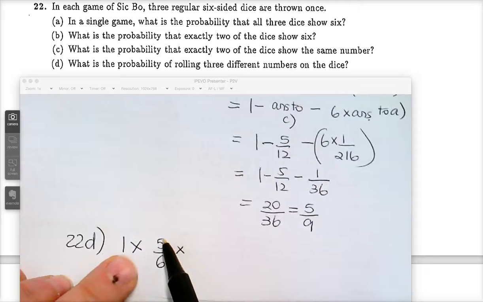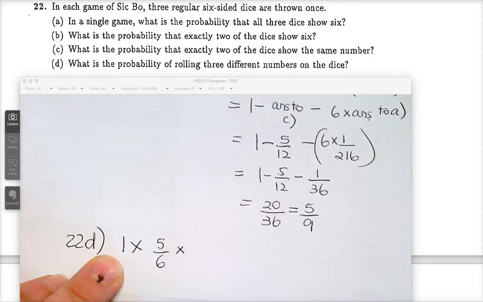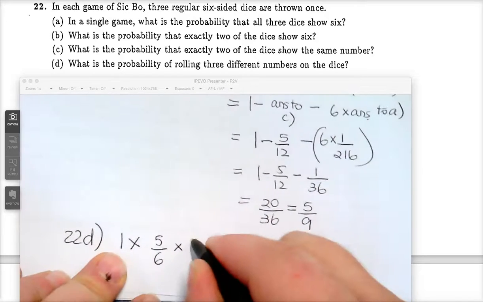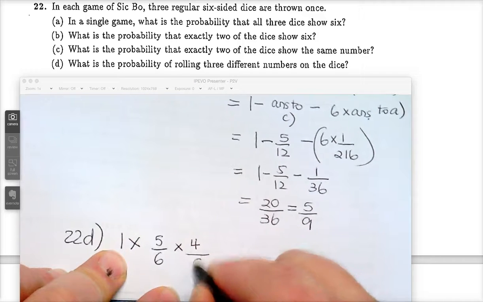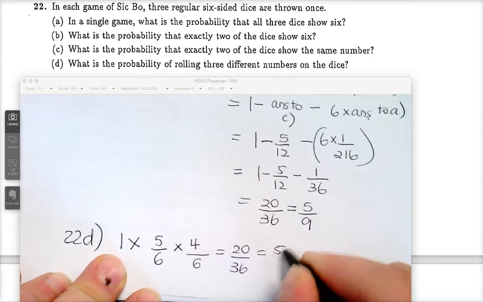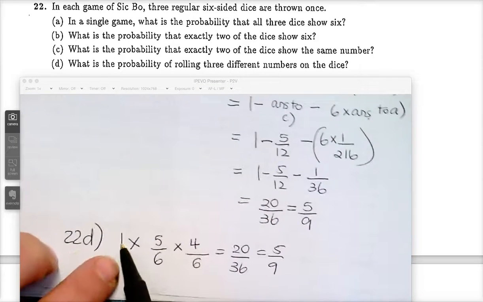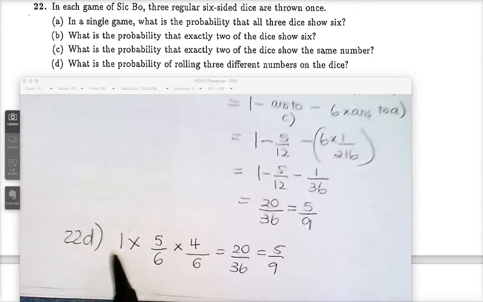Second number, let's say you got a 2. You could get anything but a 2 next, which is 5 out of 6. Remember the die still has 6 numbers on it. We're not pulling balls out of a hat. All right, and then the next one, you're allowed 4 other numbers. So that's 20 out of 36, which is 5 out of 9. But you've got to be really careful here with this first one. You have any number first, it doesn't matter.